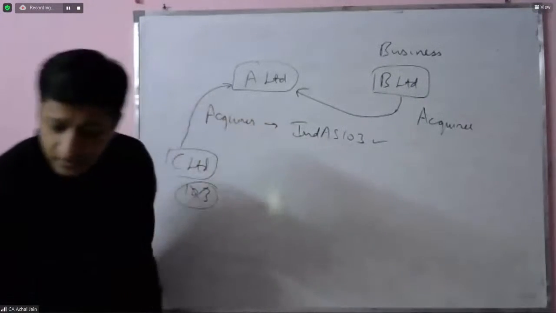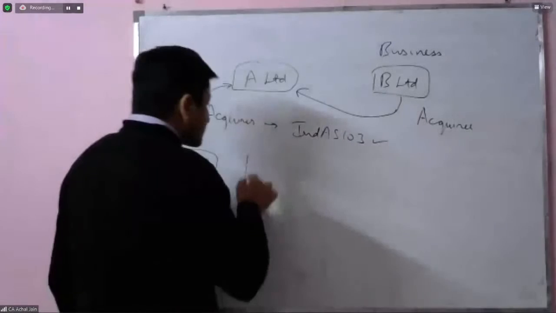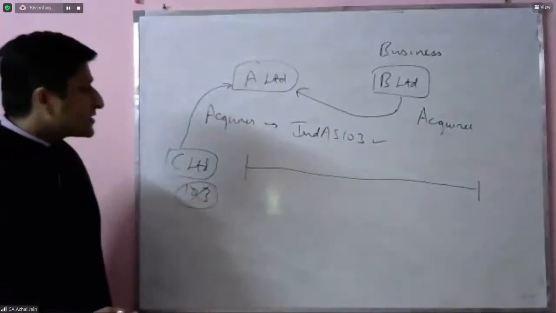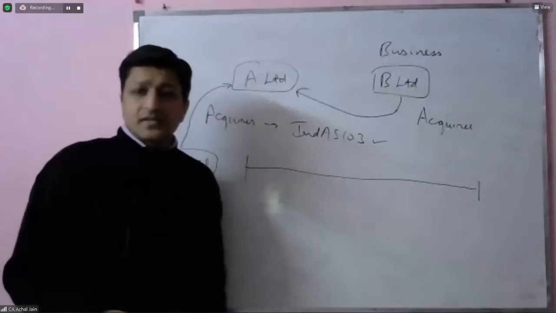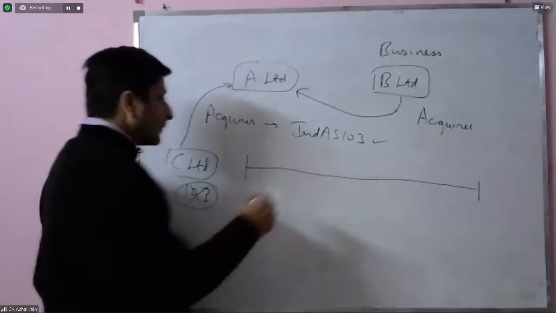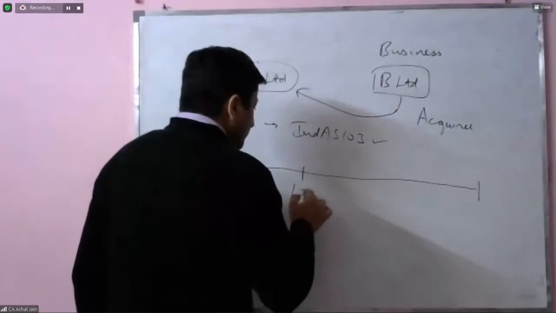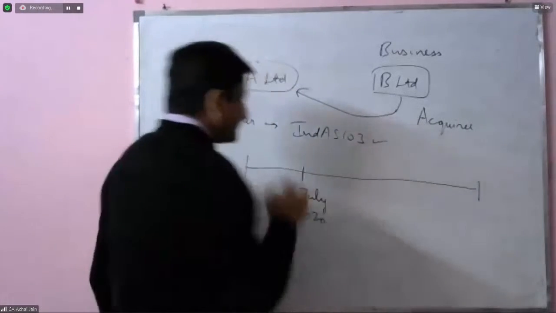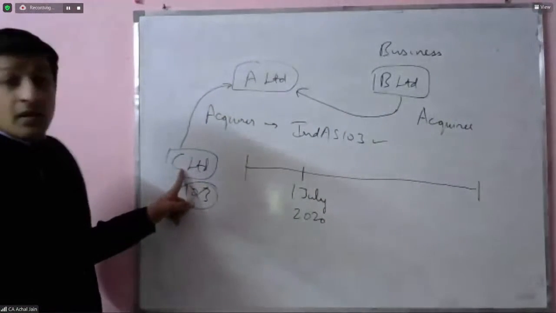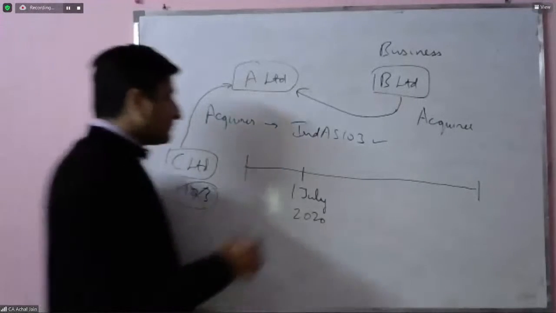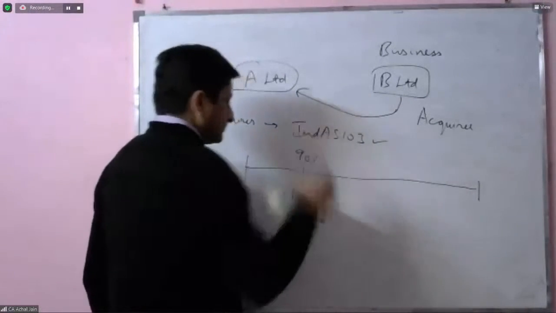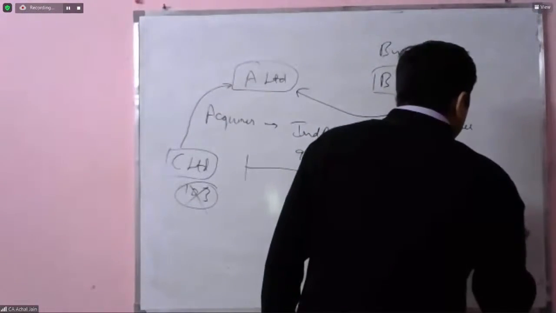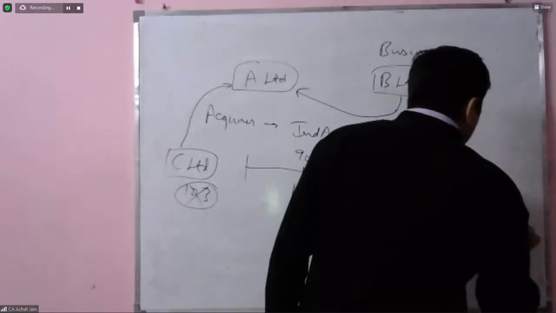Now, another point, let's understand this cutoff, because this will help you to understand this in a better manner. Say on 1st of July 2020, stake in C Limited is acquired, 90%. And let's suppose if we also go to year end, 31st March 2021.